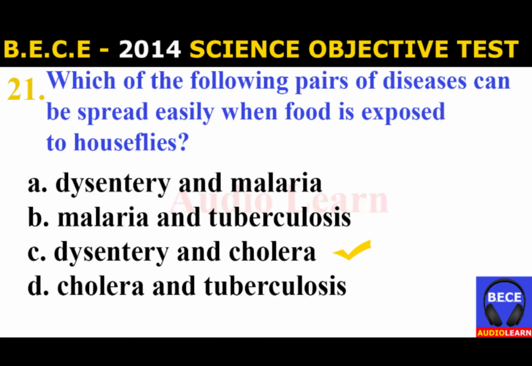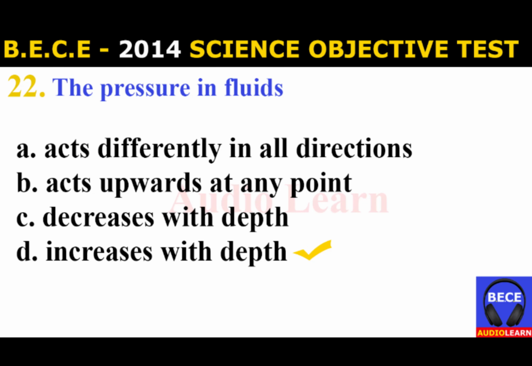Number 21. Which of the following pairs of diseases can be spread easily when food is exposed to house flies? A. Dysentery and malaria, B. Malaria and tuberculosis, C. Dysentery and cholera, D. Cholera and tuberculosis. And the answer is C. Dysentery and cholera. Which of the following pairs of diseases can be spread easily when food is exposed to houseflies? Dysentery and cholera.